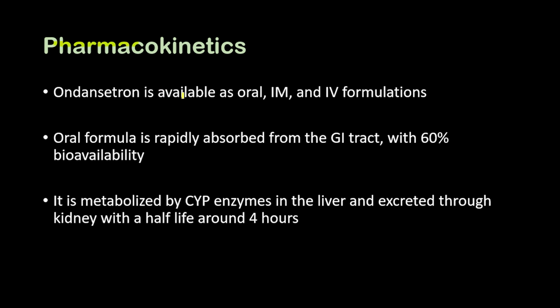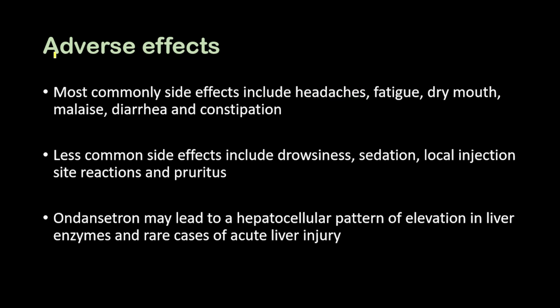So ondansetron is available as oral, intramuscular, and intravenous formulations. The oral formula is rapidly absorbed from the gastrointestinal tract with 60% bioavailability, and ondansetron is metabolized by the cytochrome P450 enzymes in the liver and excreted through the kidney with a half-life around 4 hours. Now let's talk about the adverse effects.